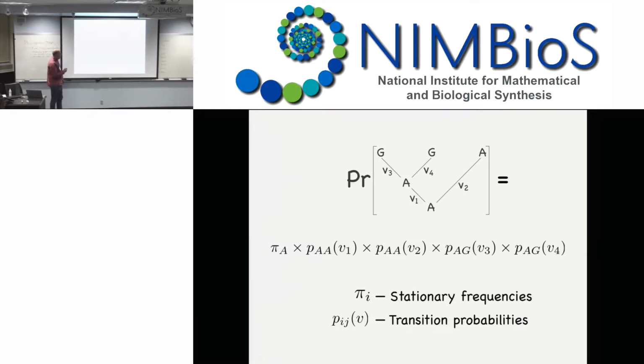Ignore for the time being that we can't look back in time and figure out that we had an A and an A here. Just ignore that for right now. But if we could know that, we could calculate this probability very simply. We would have this factor pi A, which is the probability of the A at the root of the tree.